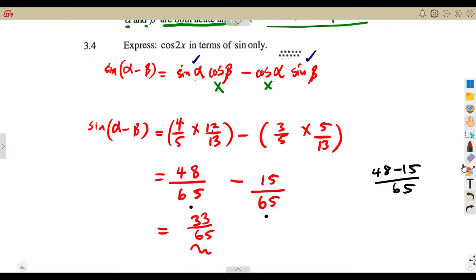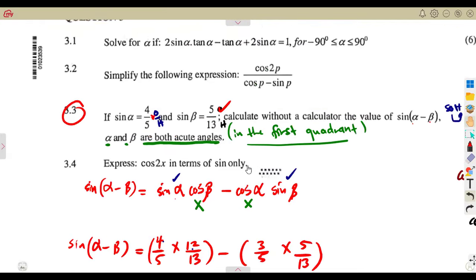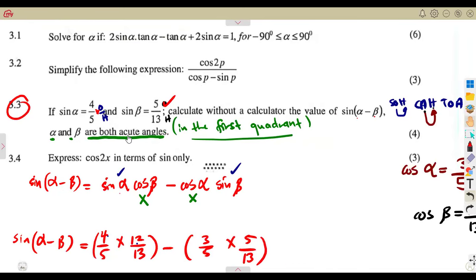You are given a certain ratio. Use that to draw or to represent a triangle in the quadrant where the condition is satisfied. Both are being satisfied in the first quadrant, where both angles are acute.